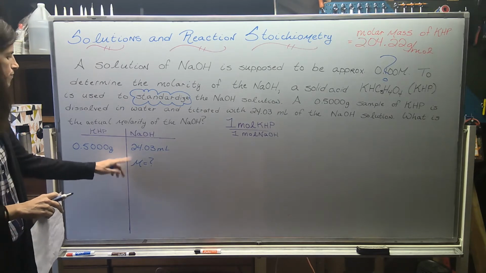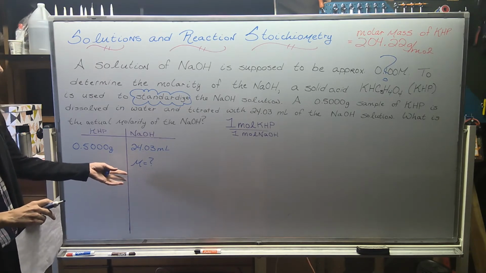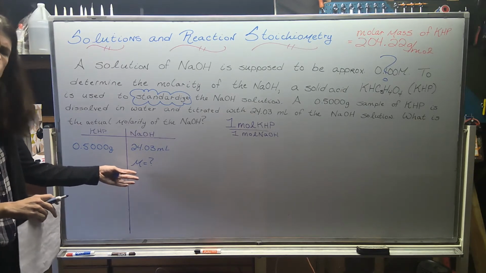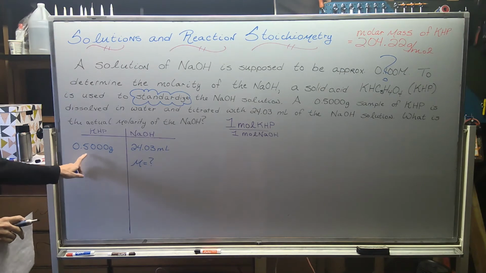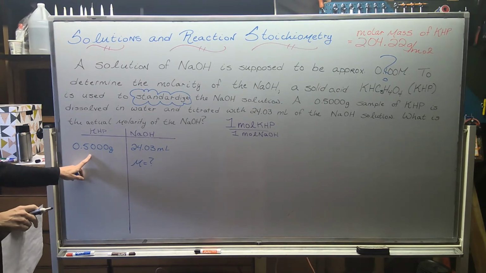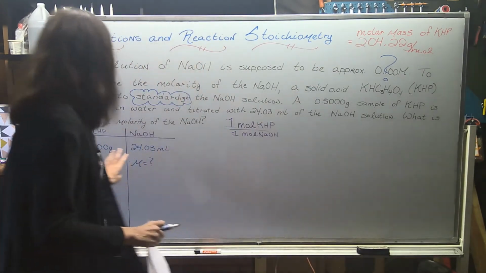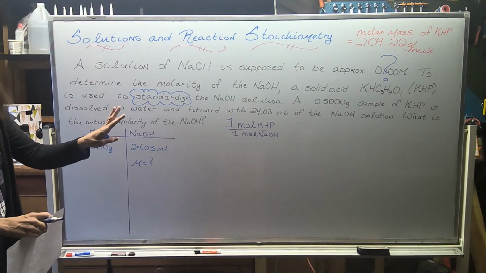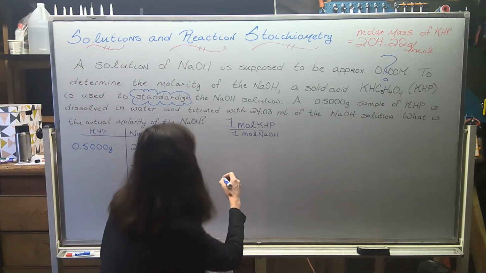So over here, I don't have moles. I don't have molarity, so I'm kind of stuck with this sodium hydroxide. I don't have enough information. However, on the KHP side, we do know the molar mass. So the mass that they used along with the molar mass can get me the moles of KHP. So I'm going to set that up.